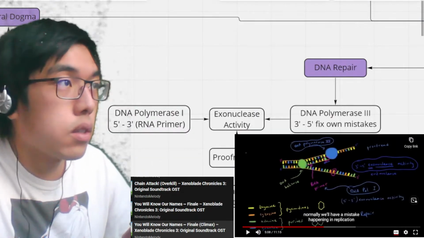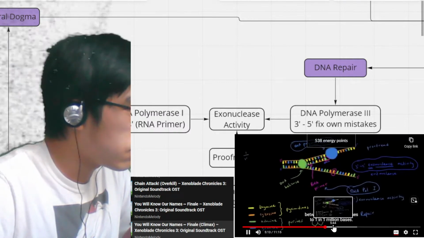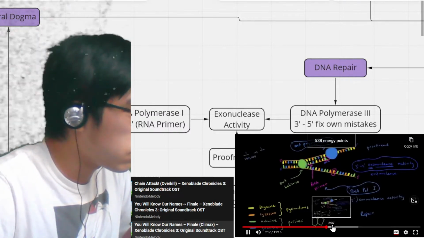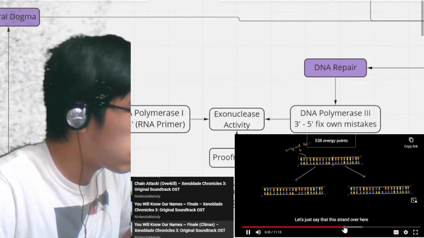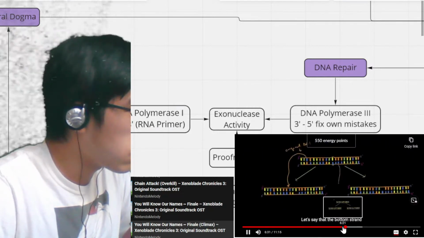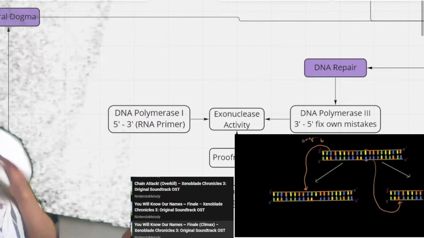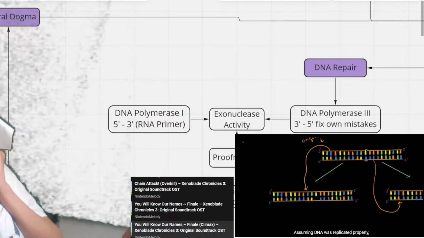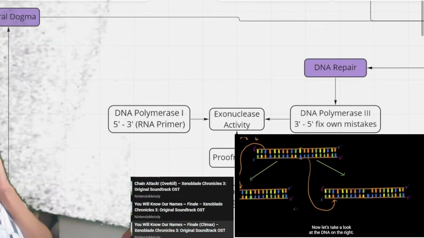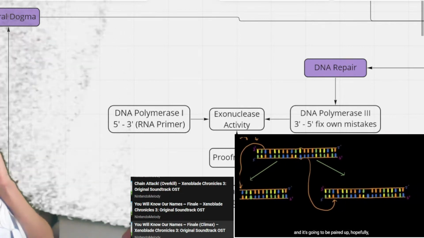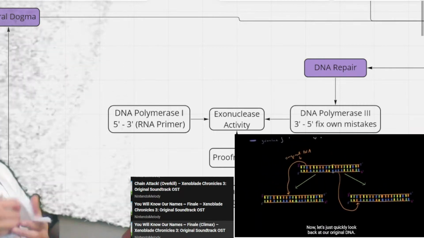Respect. Alright, nice. Normally we'll have a mistake happening in replication between 1 in 100,000 bases to 1 in 1 million bases. So let's just say that this strand over here is the same as that strand. Let's say that the bottom strand in our original DNA is the same as this strand. And so let's look first at the newly replicated DNA on the left. So we have right over here a thymine base, and assuming DNA was replicated properly, it's going to have an adenine complementary to it. Now let's take a look at the DNA on the right. So on the bottom we had a guanine, and it's going to be paired up, hopefully with the correct base, which is a cytosine. Now let's just quickly look back at our original DNA.